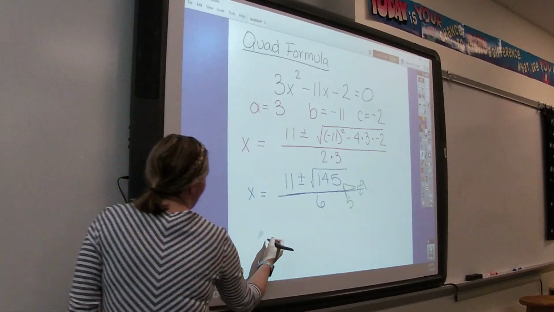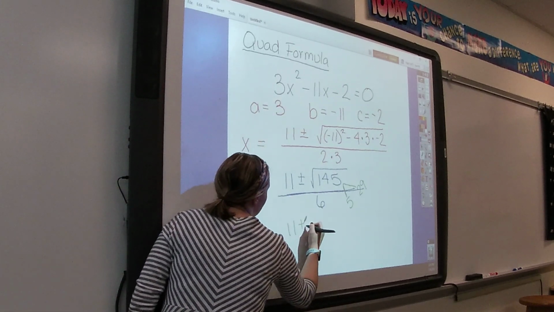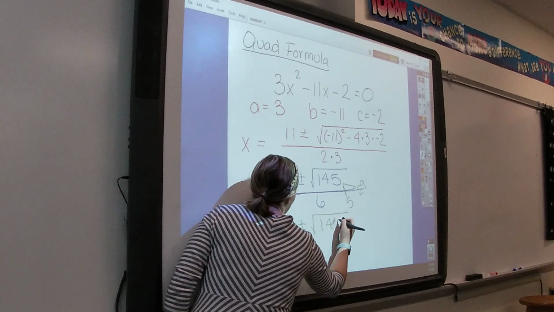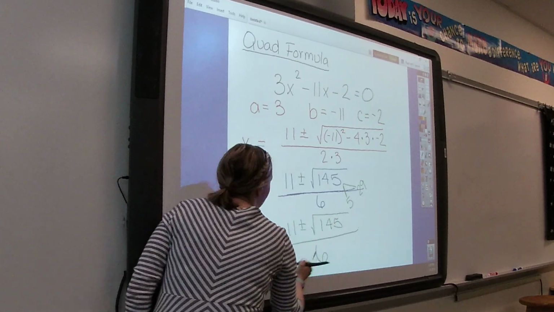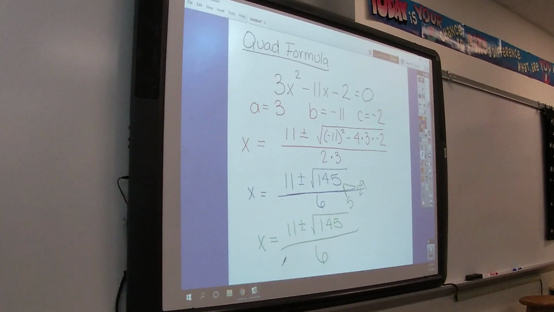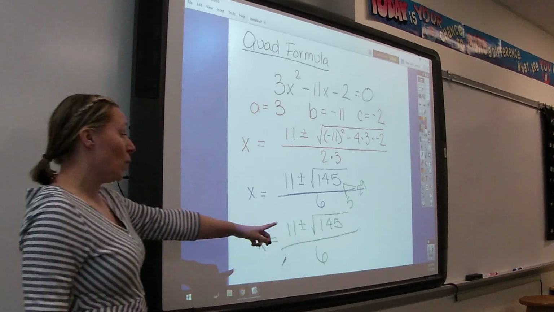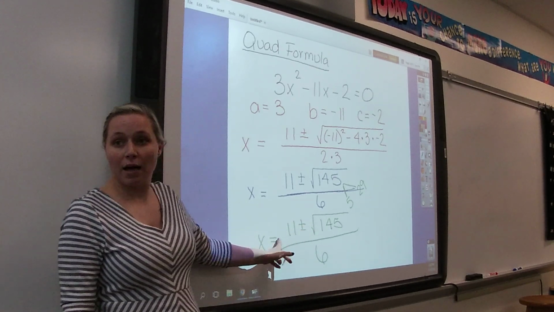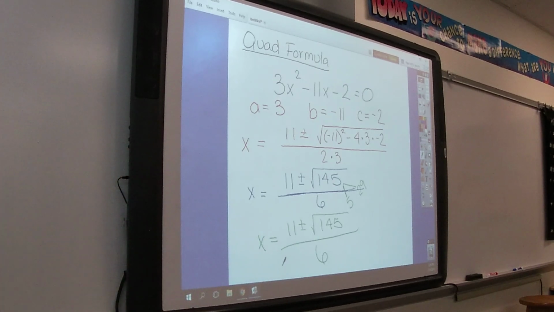Okay, so our answer is x equals 11 plus or minus the square root of 145 all over 6. How many answers is that? 2. One is 11 plus the square root of 145 over 6, and one is 11 minus the square root of 145 over 6. Weird answer, but still two of them.